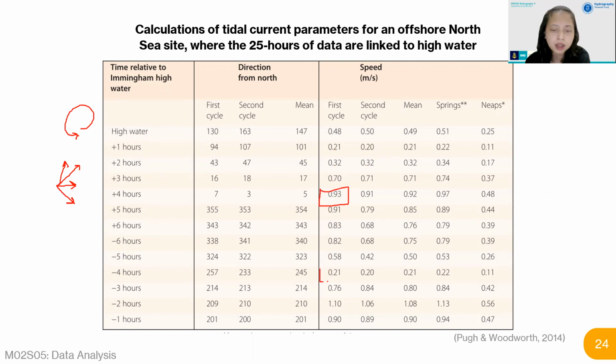And then you've got the slack at -4 hours. And then you've got another high water in here. So that's basically how you see the variation of the speed. And you can also see how the second cycle behaves. Apparently, the second cycle, the highest current also happened at a similar time, and the slack also happened at a similar time. So there's a lot of things that you can already see from that 25-hour window.